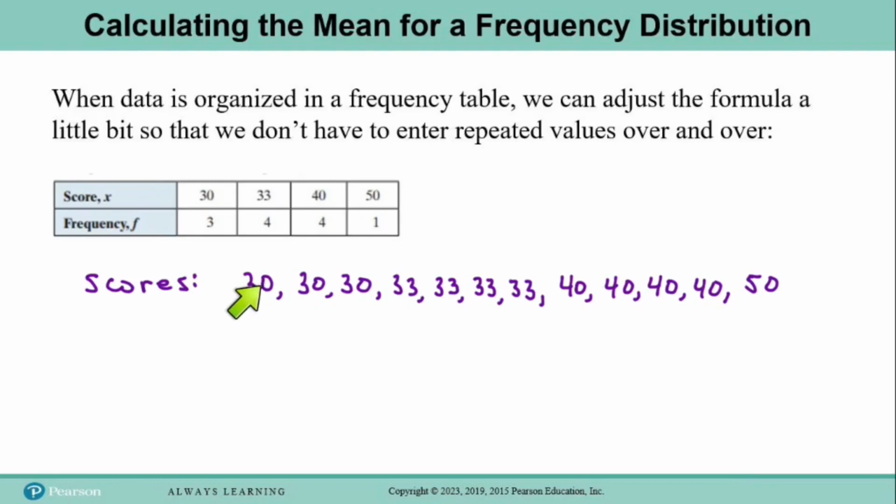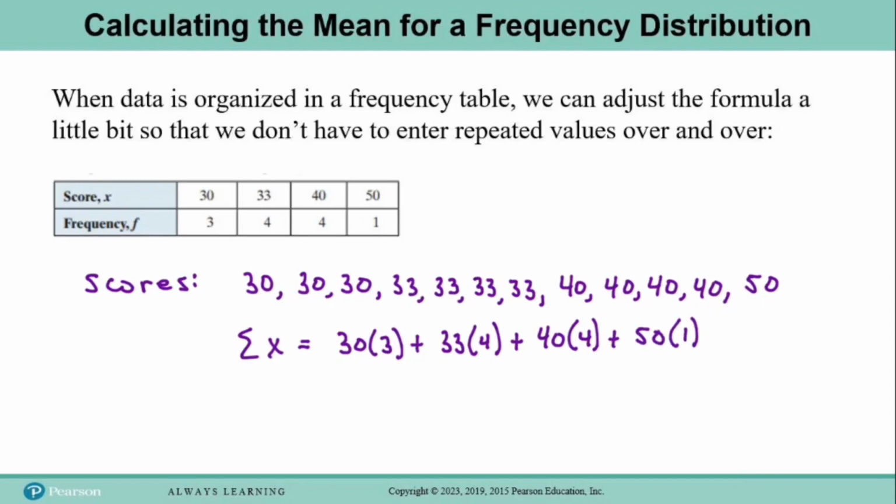Instead of entering 30 plus 30 plus 30, why don't I do 30 times 3? That's easier typing than entering 30 plus 30 plus 30. And then I know I've got 4 of these, so why don't we just put plus 33 times 4? And then we've got 4 40s, so we could say 40 times 4. And then we've only got 1 50, so we could say 50 times 1. Now we don't really have to put times 1, of course, but I just put it so that every pair of numbers has a data value and a frequency.